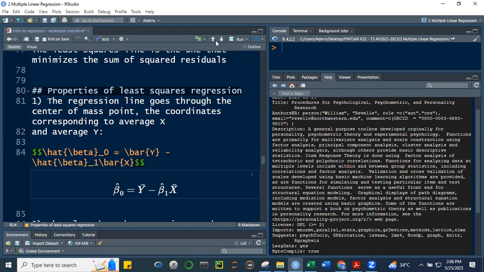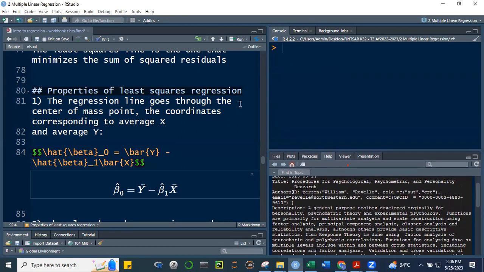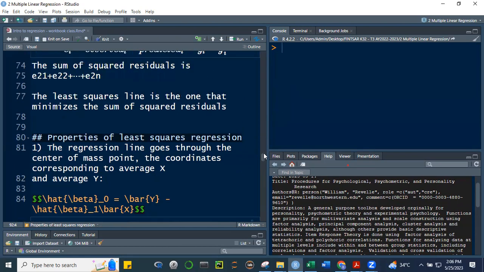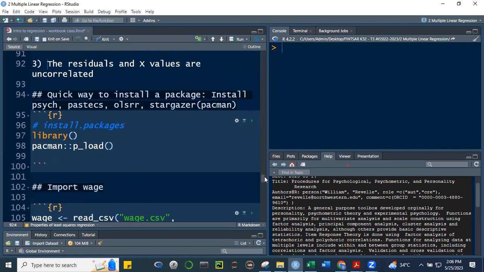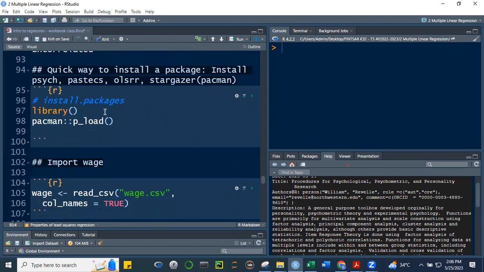Okay, sandali, may question yata. Where can we download? Di ba, you know how to download, class? Sa R nyo i-download to. Di ba yung install.packages? Okay. You know already that to download packages, you use this install.packages. So, sa R nyo kukunin to.